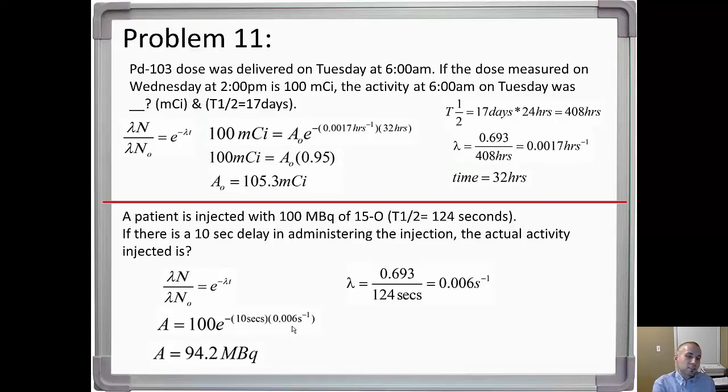So at first, that seems like a big difference. Like in 10 seconds, it made that big of an activity difference. But if you look at the half-life, it is 124 seconds. So now it does kind of make sense.